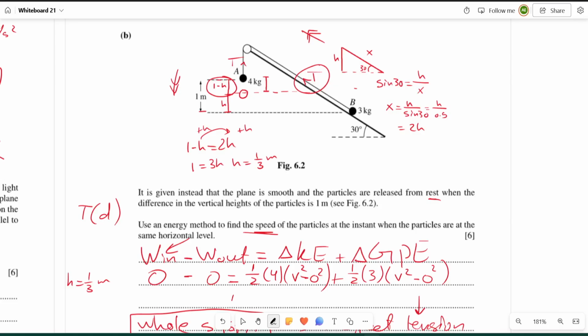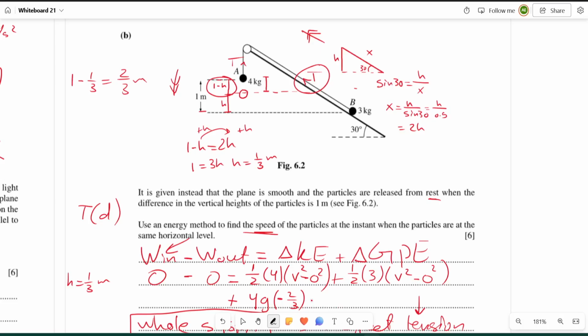And then I will need to add the change in gravitational potential energy for A. So it's going to be mgh, so 4 times g times h. How much did A move? It moved 1 minus h, and I know that h is 1 over 3, so 1 minus 1 over 3, downwards. So 1 minus 1 over 3, that is 2 over 3. So it moved 2 over 3 meters downwards, so it's going to be negative 2 over 3 meters. Why negative? Because it moved downwards with respect to its starting position.